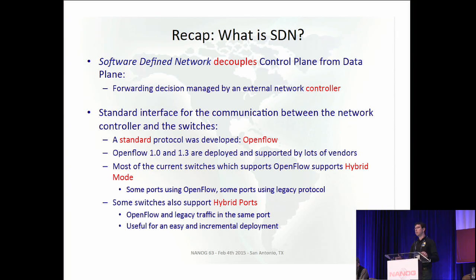And most of the current switches we see in production support what is called the hybrid mode. The hybrid mode is when the switch supports some of the ports using OpenFlow and some of the ports using legacy. So you can have legacy and OpenFlow in the same switch. But some vendors also support what is called the hybrid port. The hybrid port supports both modes in the same port, which is very good for incremental deployments and for you to have a backup between both worlds. So you can have VLANs and OpenFlow flows in the same port, and one provides the redundancy for the other.